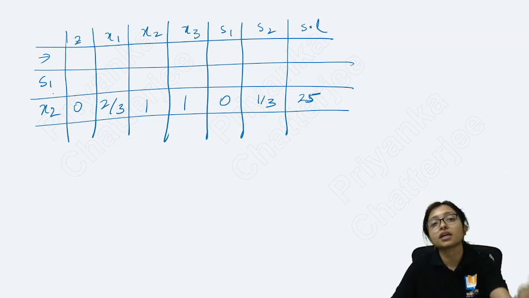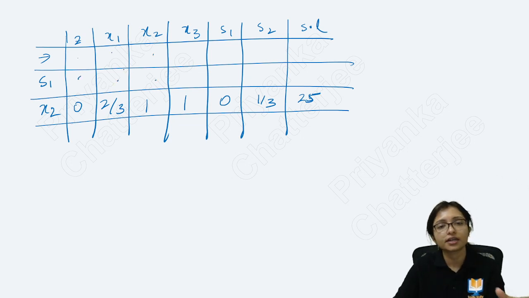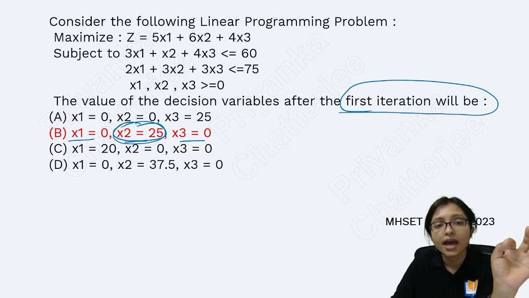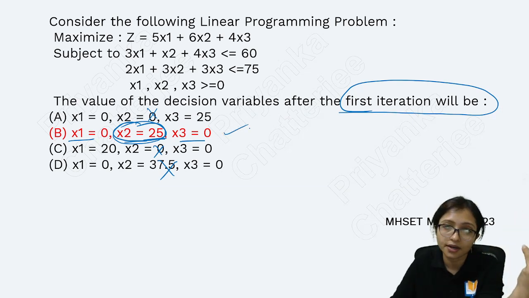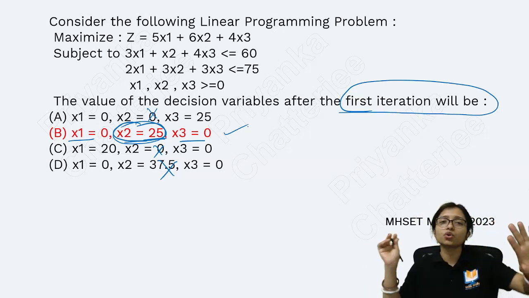In the next step, only one of them will enter here. As they did not enter, that value will definitely be 0. You can fill the table, or no need to fill the table. No need to waste the time. Without wasting time, just get the solution. Here you get 25, meaning my entering variable is x2 and I am getting the answer 25. That is my answer after the first iteration, and my answer is done.